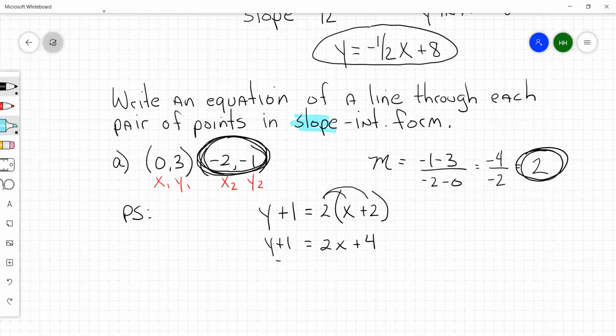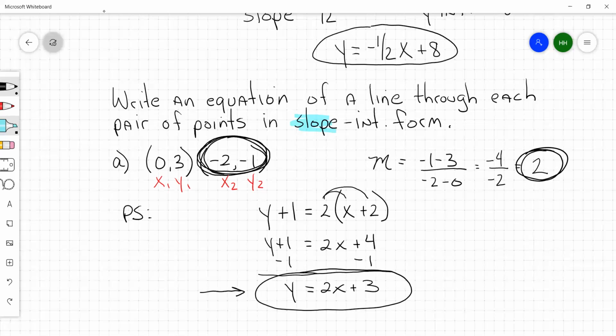Now look, if we just subtract 1 from each side, then y equals 2x plus what? 3. What form is this right here? That's slope-intercept, isn't it? That's what the question asked, slope-intercept form. But if you have a point and you have the slope, write it in point slope form first, do the distributive property, and then solve for y. And it automatically puts the equation into slope-intercept form.